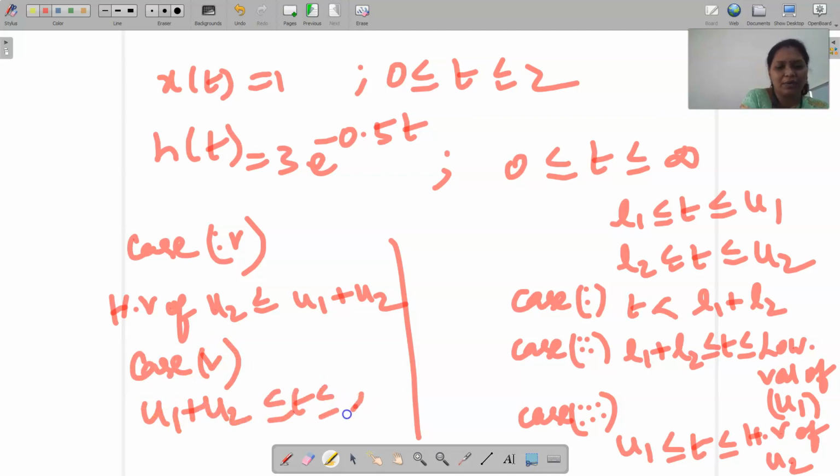So according to the problem the number of cases will differ, so it is not necessary that all problems should have all 5 cases. Some problems will have 2 cases, some problems will have 3 cases.